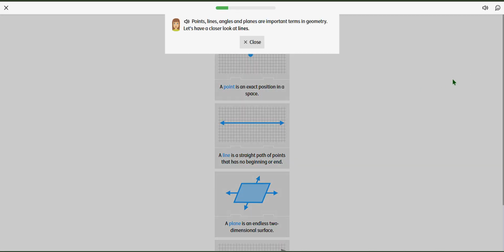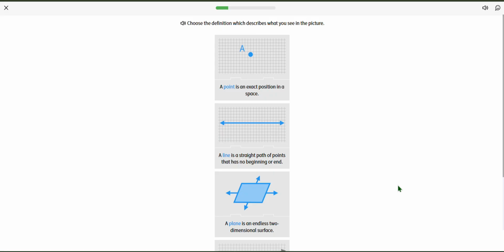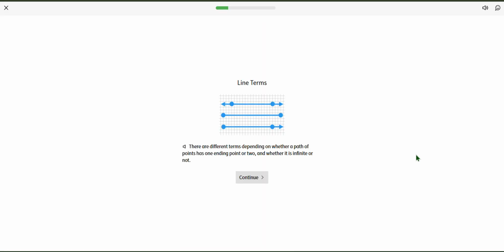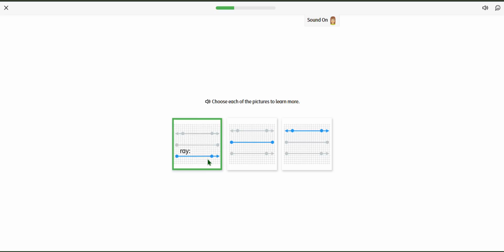Points, lines, angles, and planes are important terms in geometry. Let's have a closer look at lines. There are different terms depending on whether a path of points has one ending point or two, and whether it is infinite or not. Choose each of the pictures to learn more. So we're going to go with this first one, where it's one point, the other point, and a continuation on just one side. This is a ray.